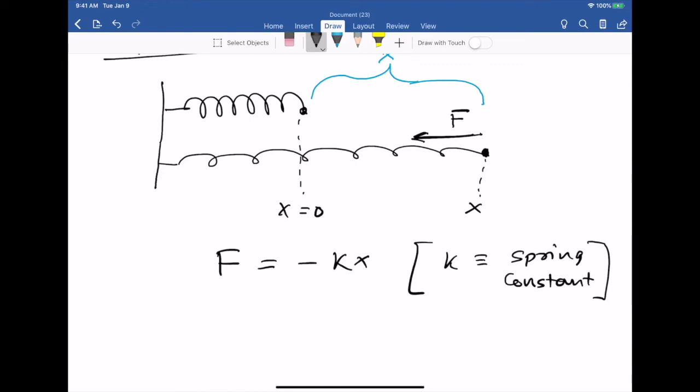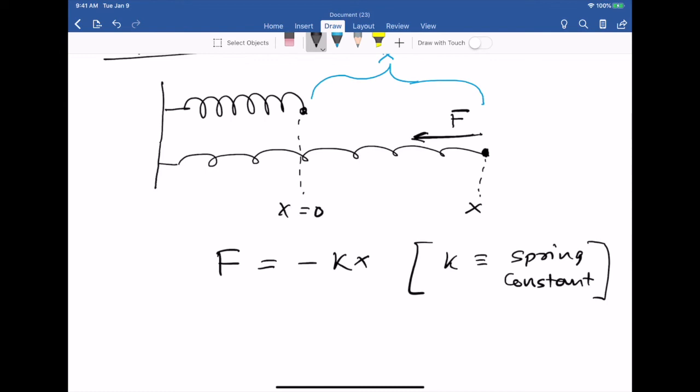So suppose k is a very large number, suppose k is 1000, right? So in order to stretch out the spring by 1 meter, you would have to exert a force of 1000 times 1, which is 1000 newtons, right? That's a lot of force. But suppose k was only 1. In that case, in order to stretch out the spring by a distance of 1 meter, same distance, you would only have to apply 1 times 1, or 1 newton of force. So k gives you an idea of how stiff the spring is. A large k means it's a stiff spring. It's very hard to stretch out, right?